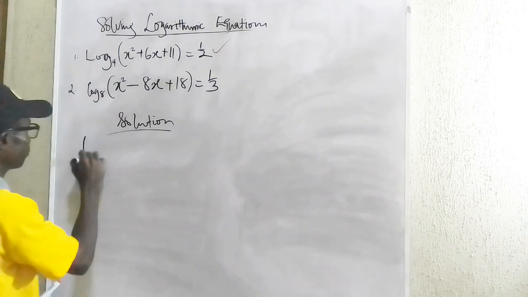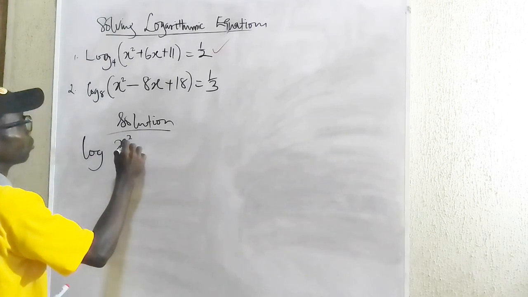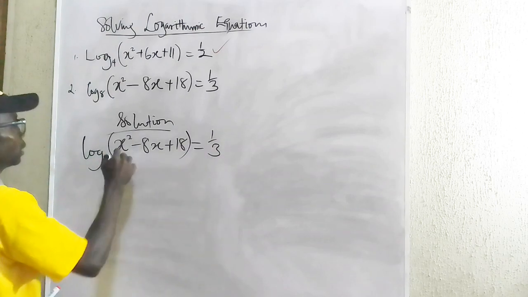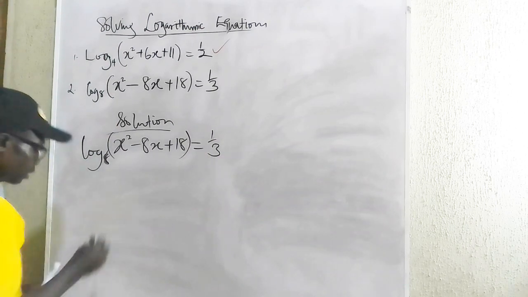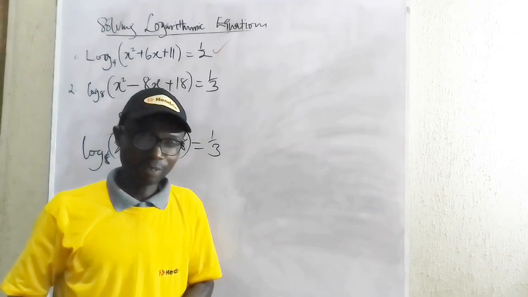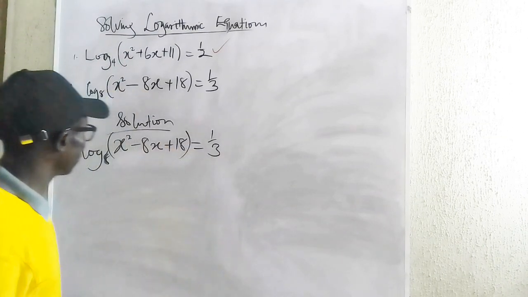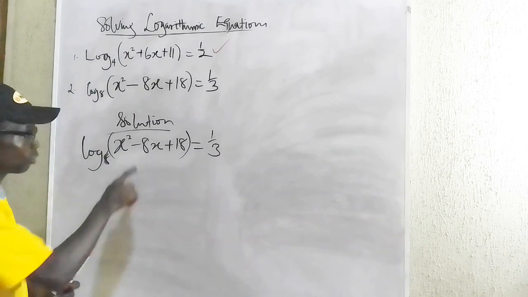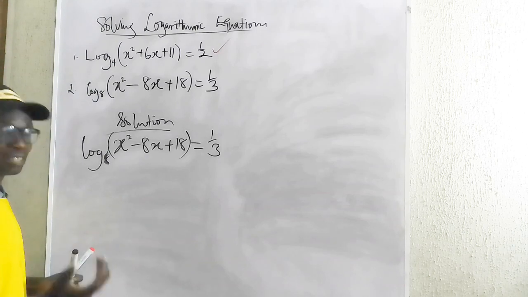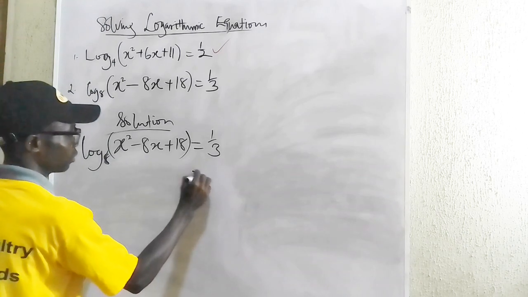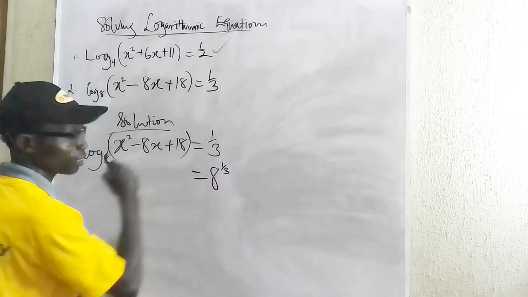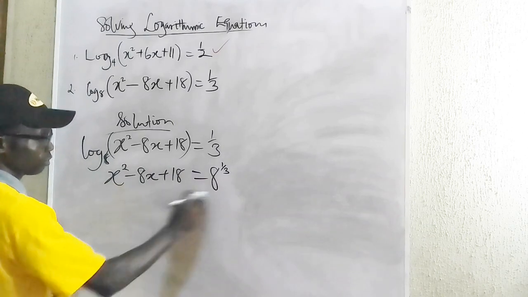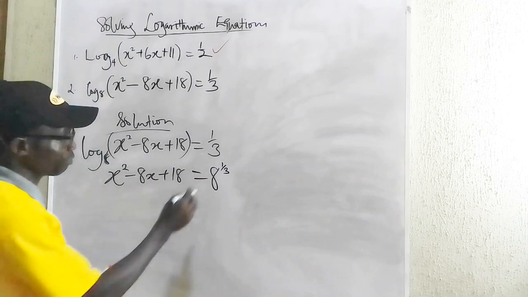Now, look at this. You have the log of x squared minus 8x plus 18 is equal to 1 over 3 to the base 8. Do not forget, I always define logarithm. What is logarithm? The log of a number to a particular base is the number of times the base will be raised to give this number. So, to compare this to the index form, this is raised to this. So you have 8 raised to the power of 1 over 3. So you now have x squared minus 8x plus 18 is equal to x raised to the power of minus 3.